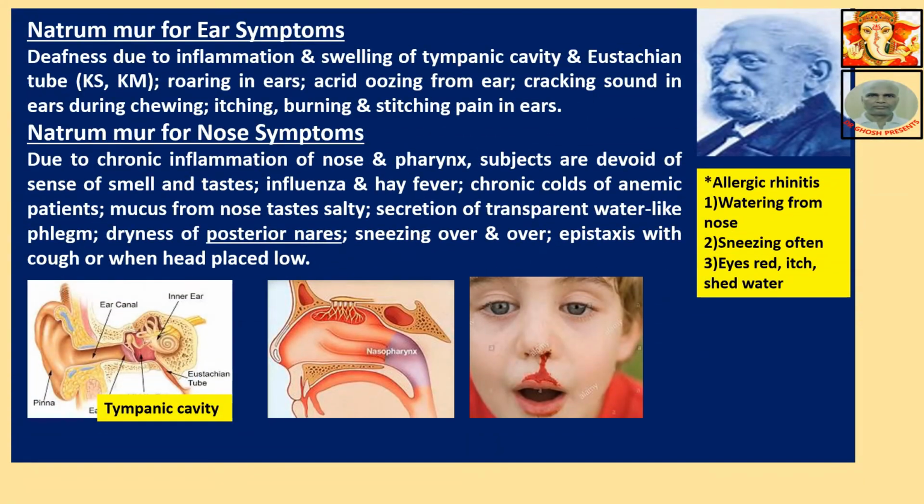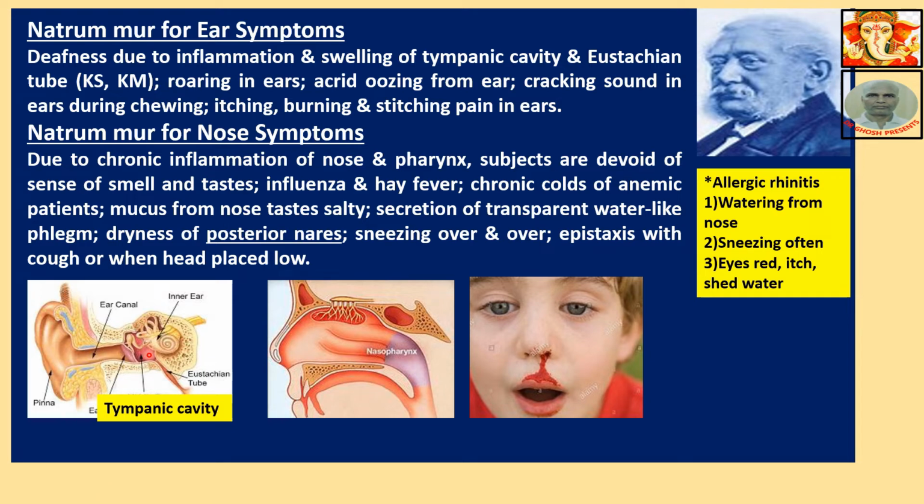Natrum mur for ear symptoms. Deafness due to inflammation and swelling of the tympanic cavity and eustachian tube. Kali sulph and Kali mur also cover this symptom. Roaring in ears, acrid oozing from the ear, cracking sound in the ear during chewing, itching, burning and stitching pain in ears.